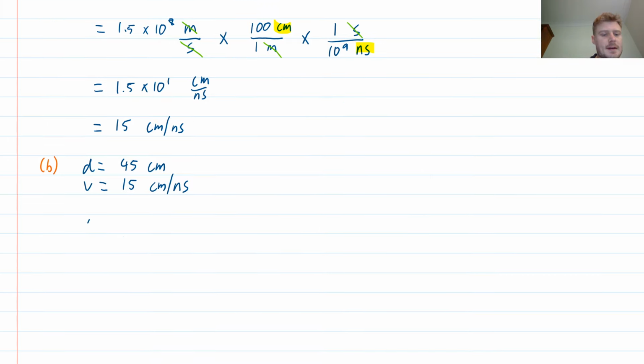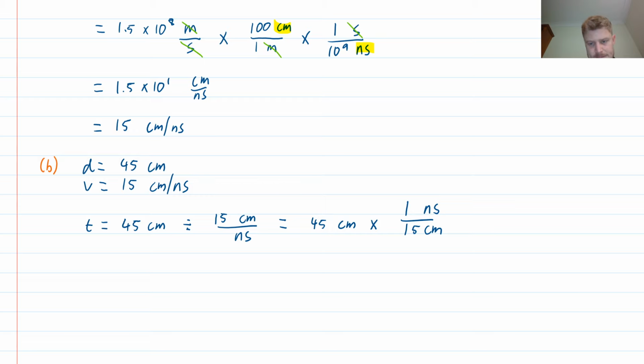The way that I can do that will be to get this nanoseconds to the top line of the fraction, so I have to divide by it. So it's going to be 45 centimeters divided by 15 centimeters per nanosecond. The division of this fraction, we know, is the same as multiplying by the reciprocal. So let me write that out as 45 centimeters multiplied by 1 nanosecond per 15 centimeters. Checking my units, centimeters are going to cancel. The units that will remain will be nanoseconds, which is what I was after.